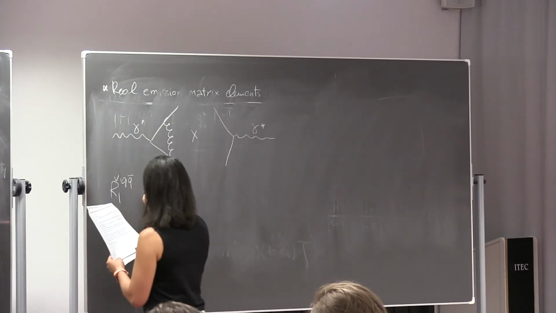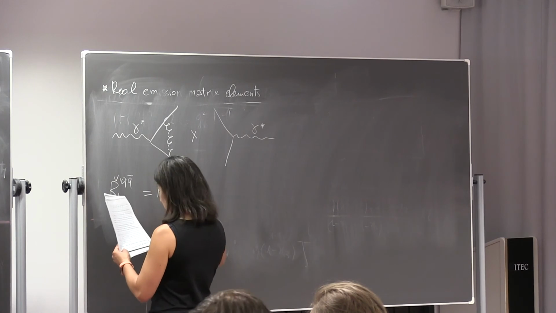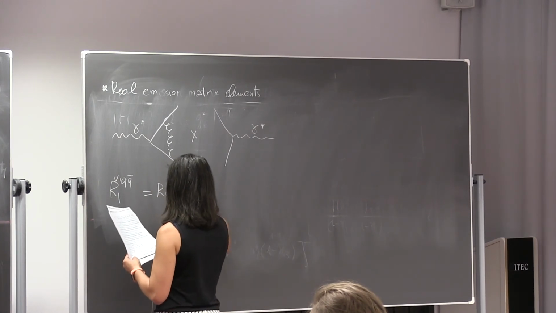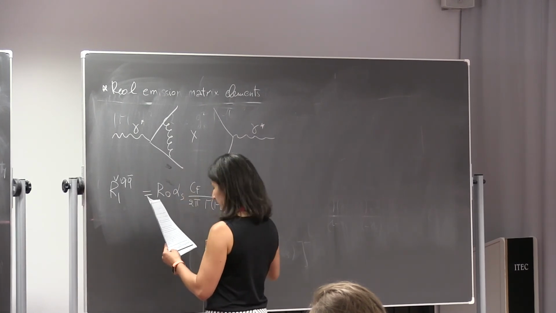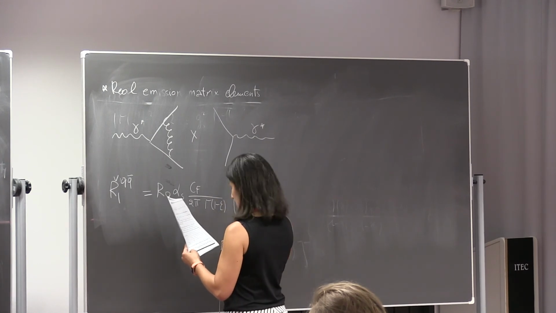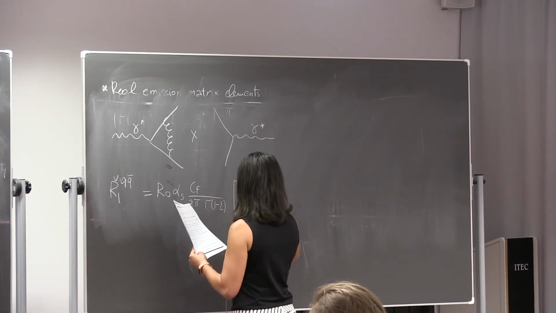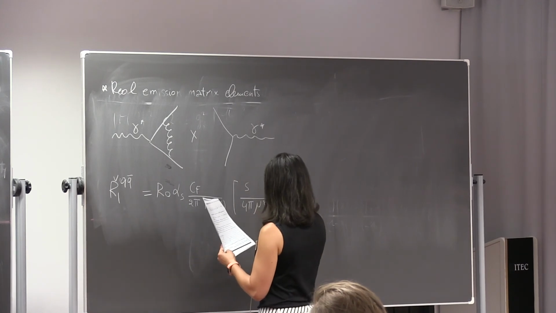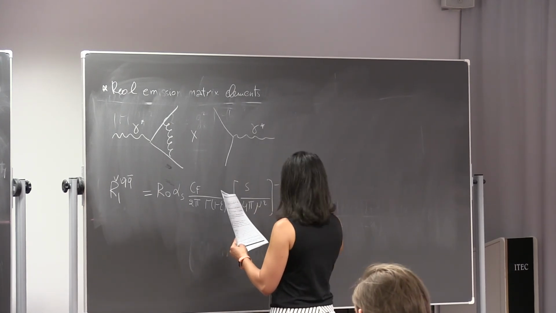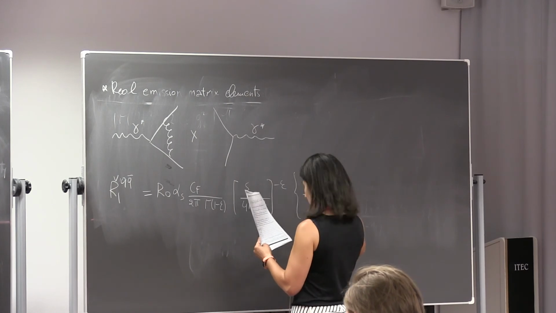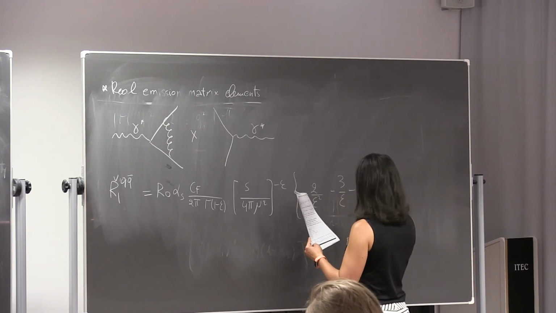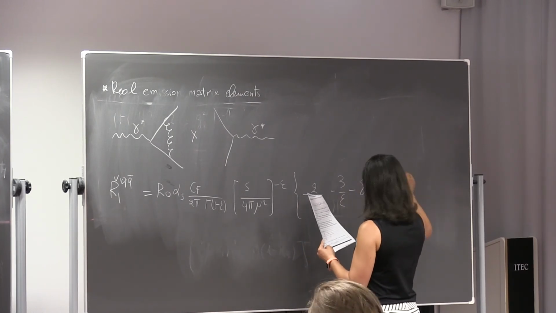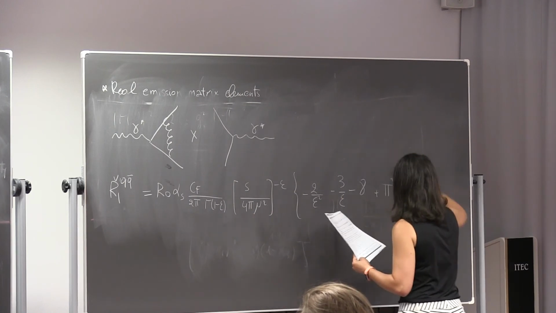R virtual is R0 alpha_s C_F over 2 pi, Gamma(1 minus epsilon), times (s over 4 pi mu squared) to the power minus epsilon, times minus 2 over epsilon squared minus 3 over epsilon minus 8 plus pi squared plus order epsilon.